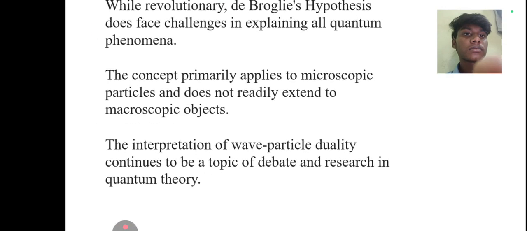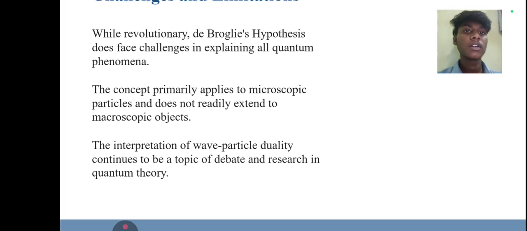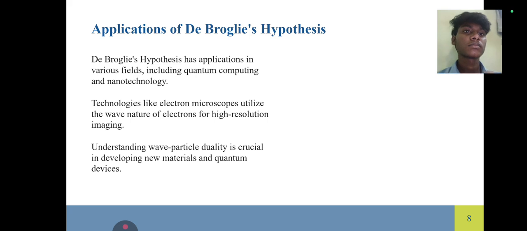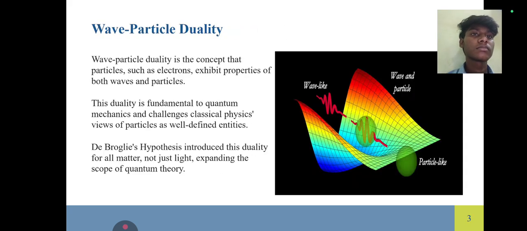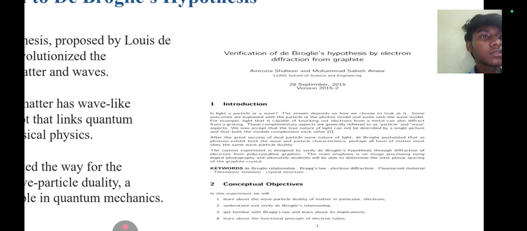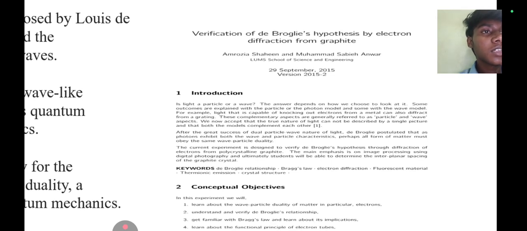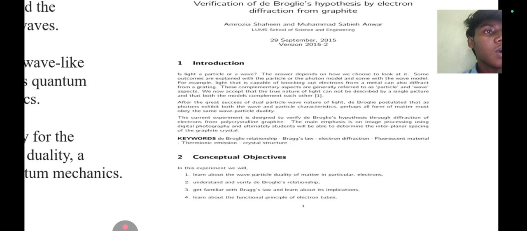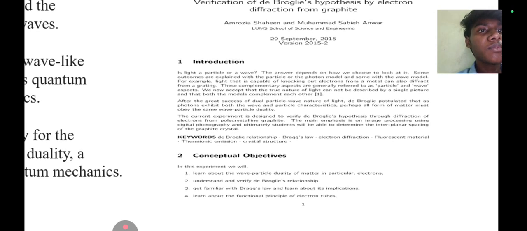And we observe that verification of de Broglie's hypothesis was done at the LUMS School of Science and Engineering. The answer depends on how we choose to look at it. Some outcomes are explained with the particle photon model and some with the wave model. For example, light that is capable of knocking out electrons from a metal can also diffract.